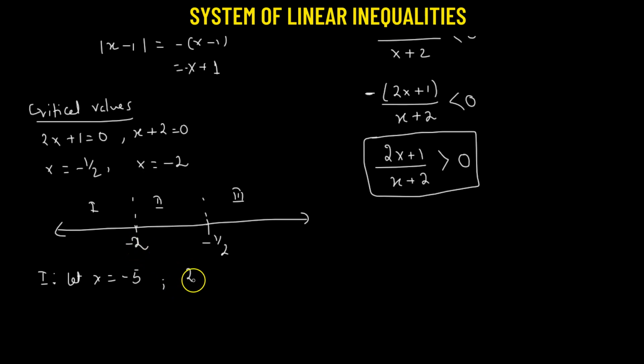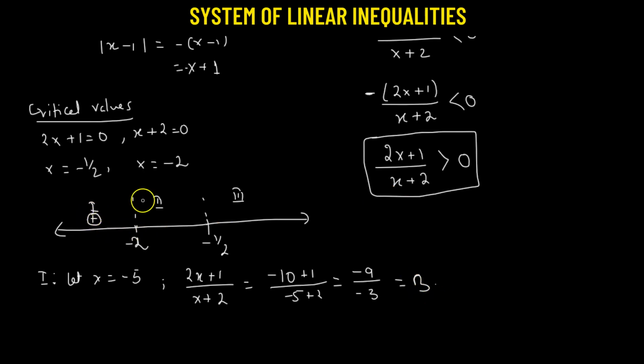So that means we have 2 times x plus 1 divided by x plus 2. We'll substitute x with negative 5. So we get negative 10 plus 1 divided by negative 5 plus 2, which is simply negative 9 divided by negative 3, and that makes it positive 3. So in region number 1, we are getting a positive value.